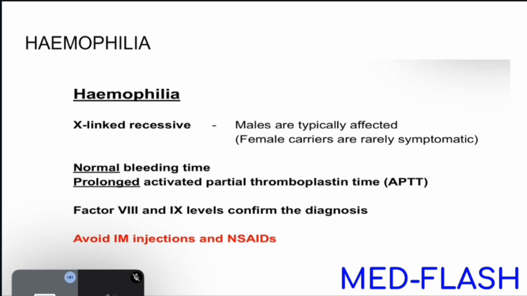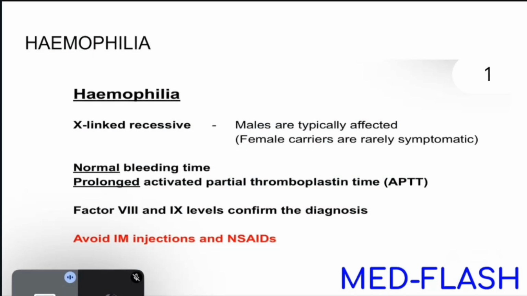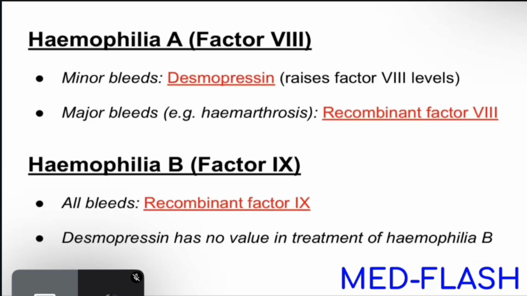Now, one thing that you need to avoid in hemophilia patients is IM injections and NSAIDs. As there is a deficiency of clotting factors, dysfunctional clotting factors 8 and 9, the patient has a tendency to bleed. So that's why we avoid IM injections and NSAIDs, as they might lead to excessive bleeding, right? Okay, hemophilia A and hemophilia B. These are the two types of hemophilias that you need to be certain with.